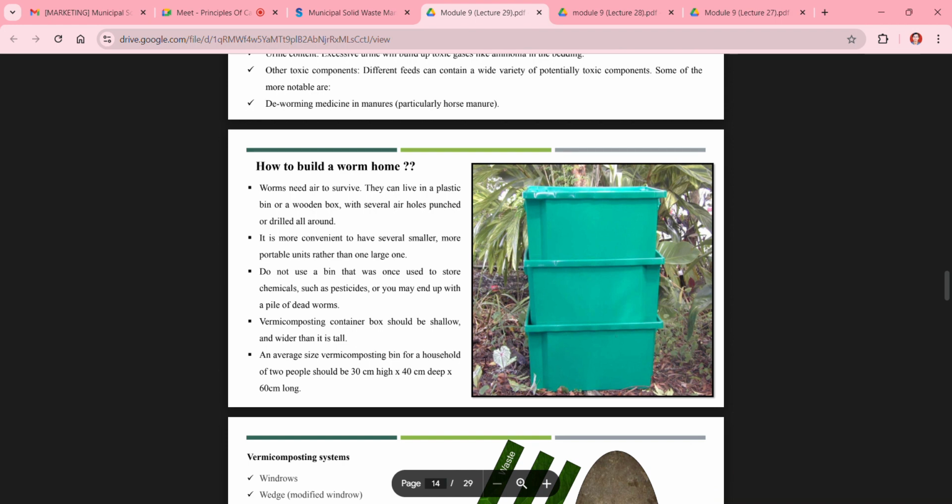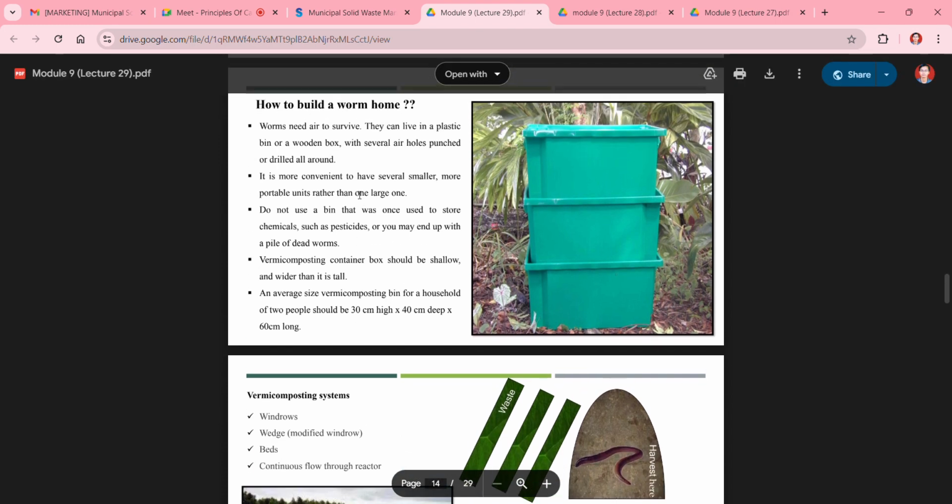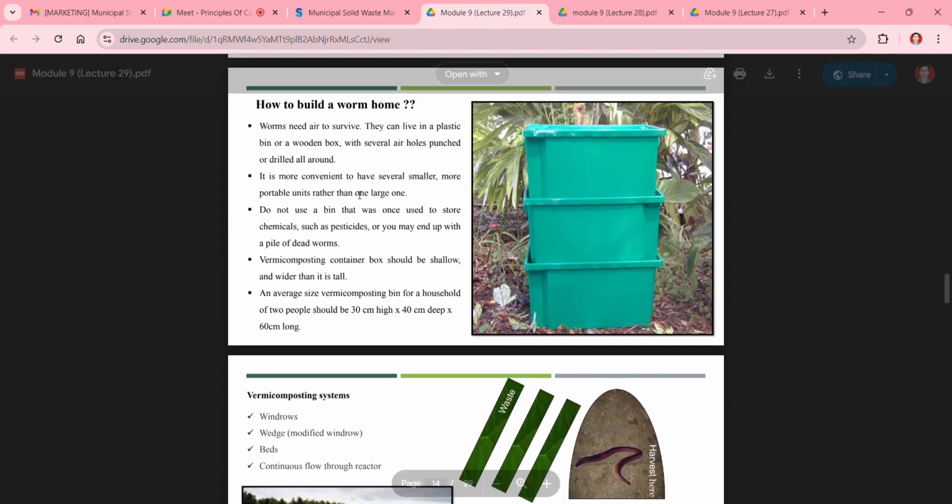And for the survival of worms, we have to build a worm home. Worms need air to survive. They can live in a plastic bin or a wooden box with several air holes punched or drilled all around. It is more convenient to have several smaller, more portable units rather than one large one. Do not use a bin that was once used to store chemicals such as pesticides, or you may end up with a pile of dead worms.